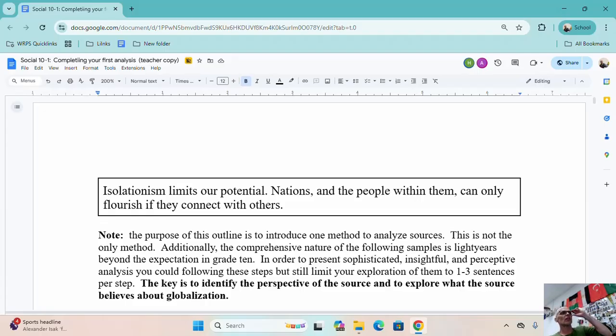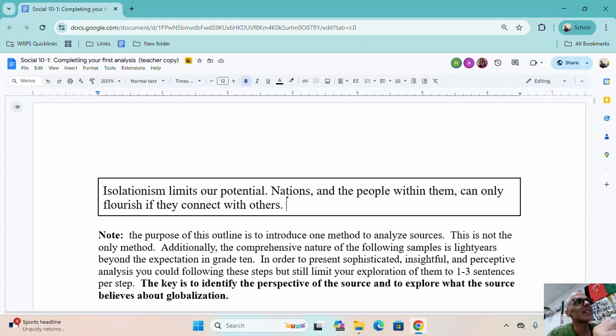Now, with the source, I'd always suggest reading it through once to get the big picture. Isolationism limits our potential. Nations and the people within them can only flourish if they connect with others. And then maybe go back and unpack the key terms. Key terms here are isolationism, nations, flourish, potential, and this idea of connecting with others.